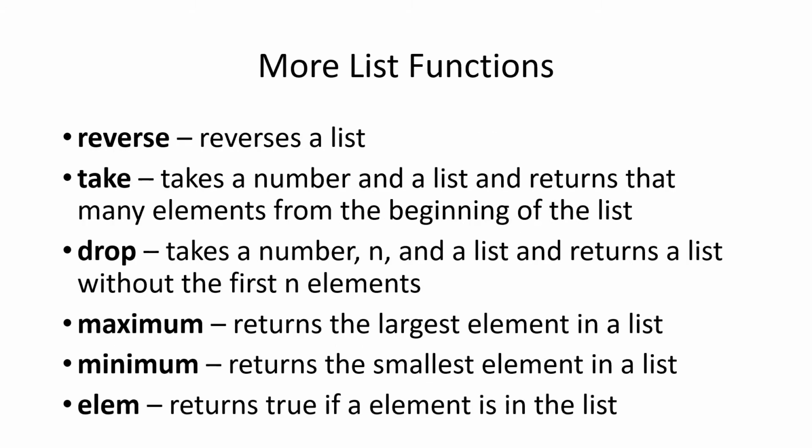The reverse function reverses the order of the elements in a list. Take takes a number and a list and then returns another list that has that many elements from the beginning of the first list. Drop is similar, only it returns a list without the first n elements. Maximum gets the biggest and minimum gets the smallest element in a list. Elem is useful. It returns true if the particular element you specify is in the list.